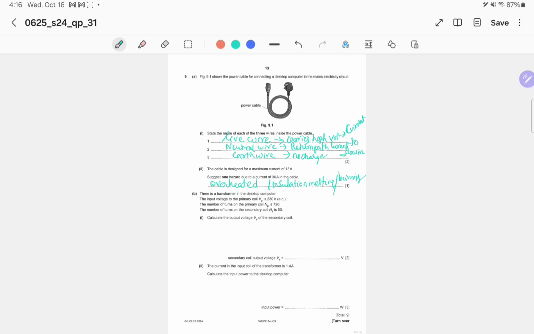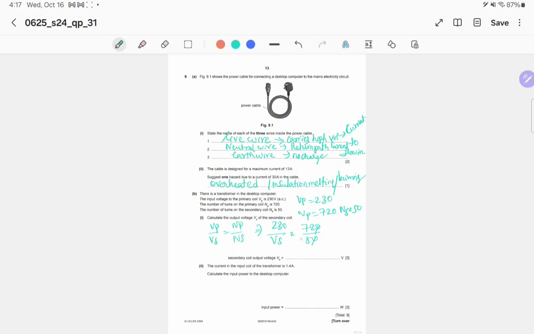Okay, B part question. There is a transformer in the desktop computer. The input voltage to the primary coil, VP, is 230. I am not writing the unit, I am writing the basic part. NP is 720, NS is 50. So we know the formula, it is VP by VS equals NP by NS. So VP is 230 divided by VS equals 720 divided by 50.